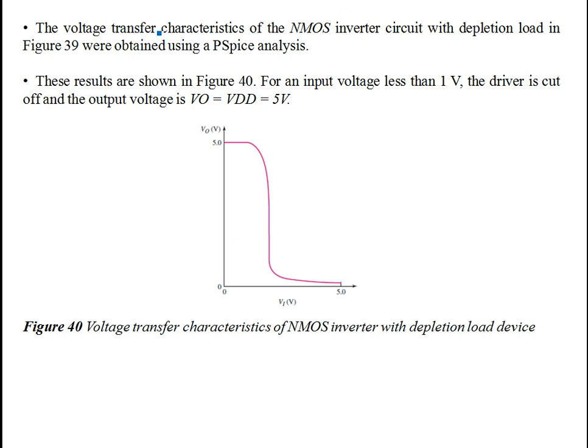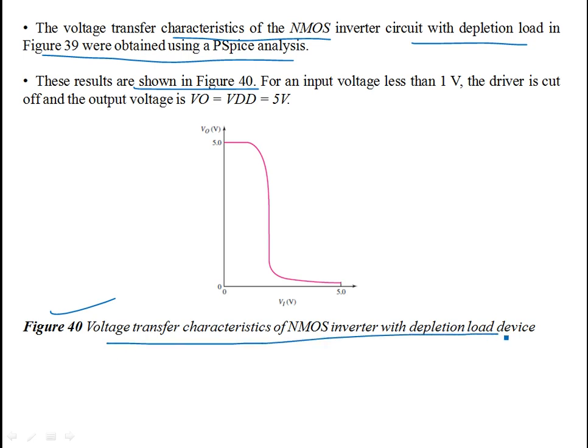Now, the voltage transfer characteristic for the NMOS inverter circuit with depletion load in figure 39 is obtained from piecewise analysis, as we discussed before for an enhancement type MOSFET inverter. Here we have one depletion type and the other enhancement. These results are shown in figure 40. The voltage transfer characteristic is very similar to that of the enhancement type. As you increase Vi, your output decreases. For large values of Vi you're somewhere over here, but for small values of Vi, the transistor is off and 5 volts is your VDD.